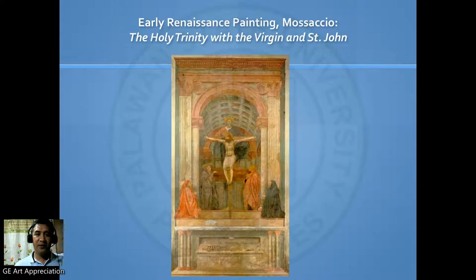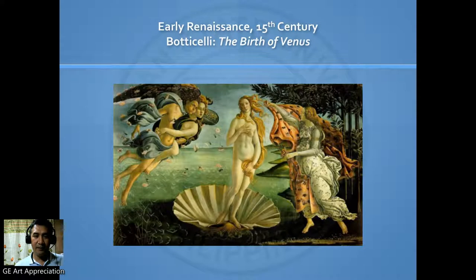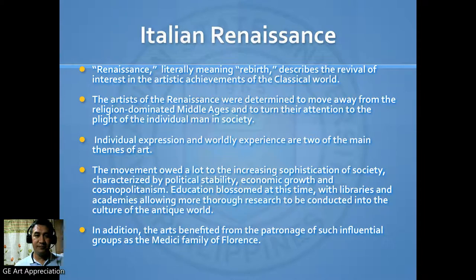Okay, so these are the early Renaissance paintings. This is by Masaccio, the Holy Trinity with the Virgin and Saint John. Again, the Birth of Venus by Botticelli. This is also in the 15th century, early Renaissance.